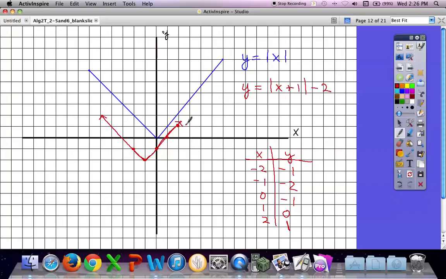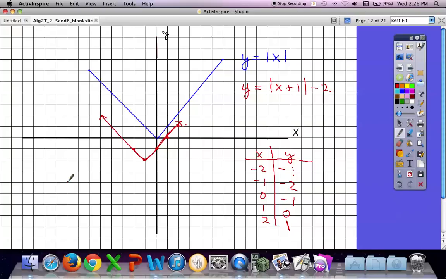So what's the shift that we saw go on? It started here, it went left 1, and down 2. Essentially, those directions are telling you the directions to the vertex, right? That's going to be the point of the V.